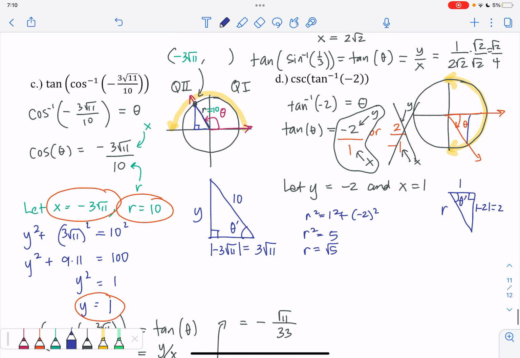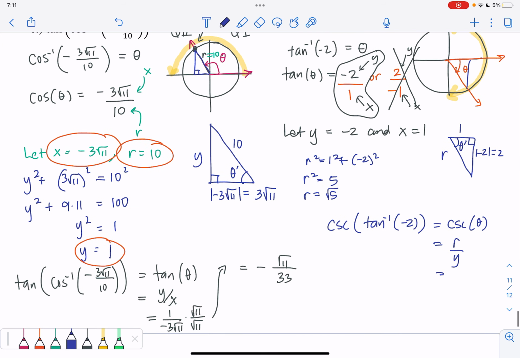Okay, I'm almost ready here. So I have cosecant of tan inverse of negative 2. That's the same as cosecant of theta. Okay, well, I know what theta is, and I just need my x, y, and r. So cosecant is 1 over sine. So instead of y over r, I need r over y. So that's just going to be root 5 over, what's my y? My y is negative 2. So this just becomes negative root 5 over 2.